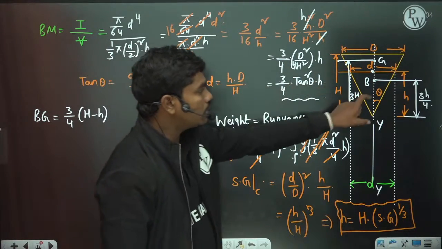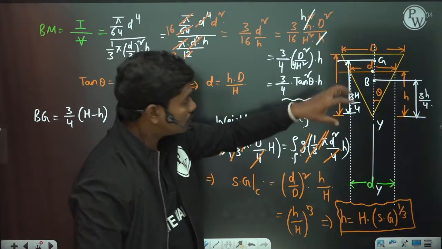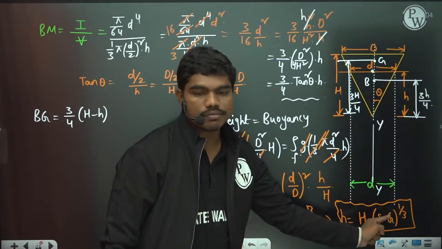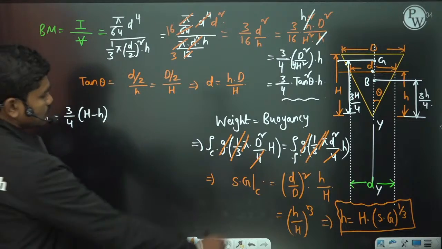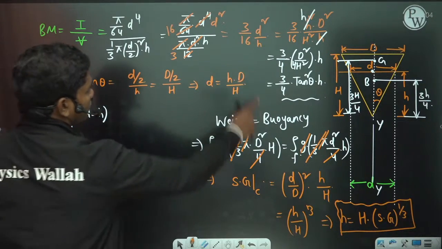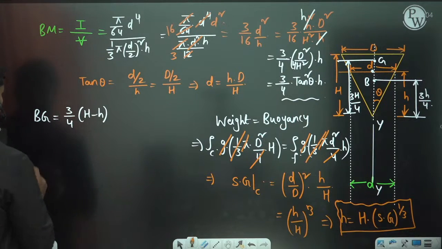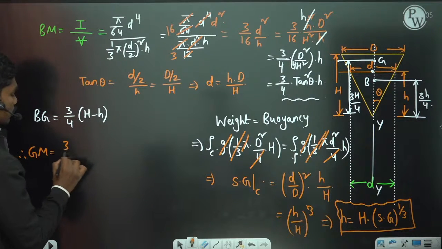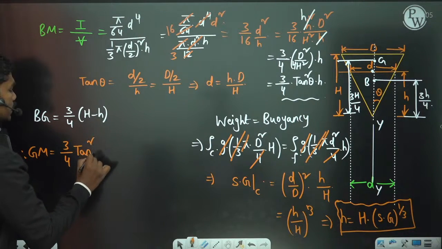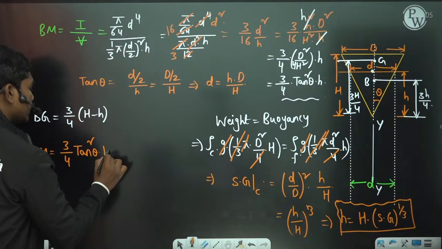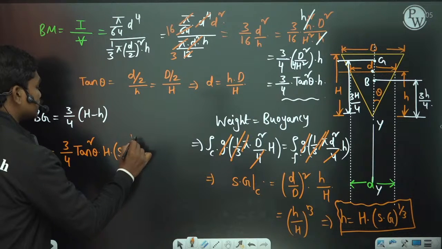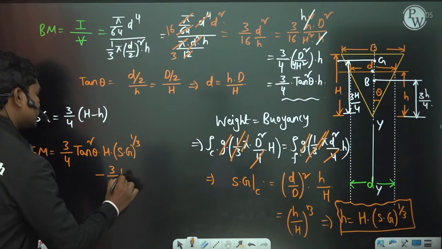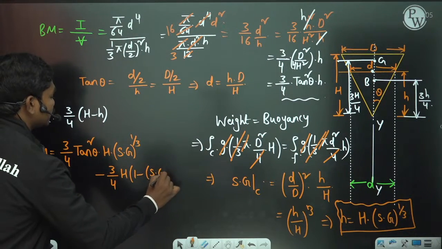Okay, so if you leave a cone, the depth up to which this cone will get submerged is given by this H into specific gravity of the cone material whole to the power 1/3. So let us substitute this h value in all the cases here. Therefore GM, metacentric height, is equal to BM minus BG, which is 3 by 4 tan square theta into small h minus 3 by 4 times capital H minus small h. So what is small h? Capital H into specific gravity whole power 1/3. And H minus h means H into 1 minus specific gravity whole power 1/3.